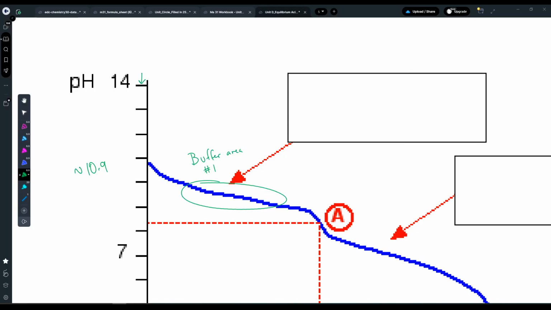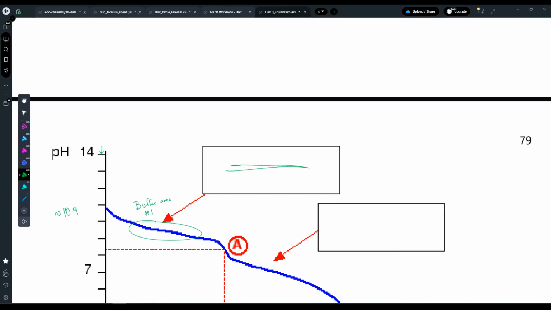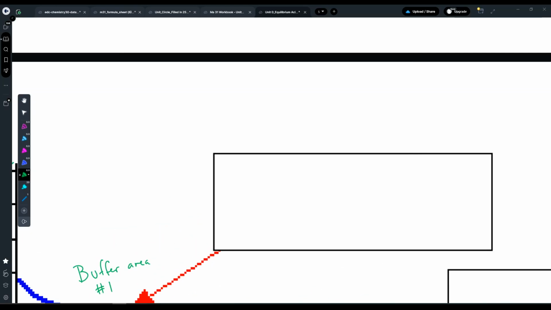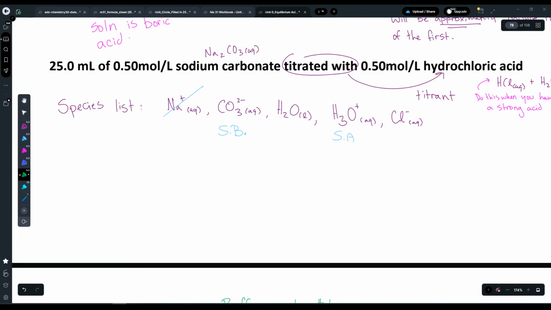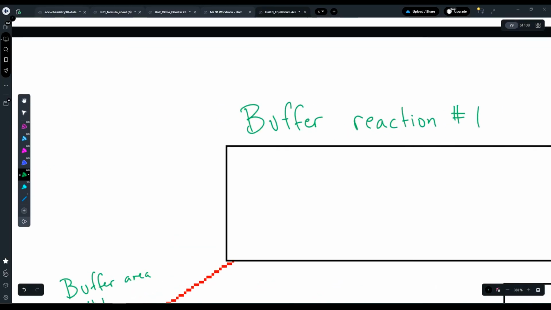In this square box right here, that's where we're going to write our first equilibrium reaction that represents the buffering area reaction. So we'll just call this the buffer reaction, or buffer reaction number 1. Okay, so what we're going to do is take our strongest base and our strongest acid, and write an equilibrium reaction to represent this.